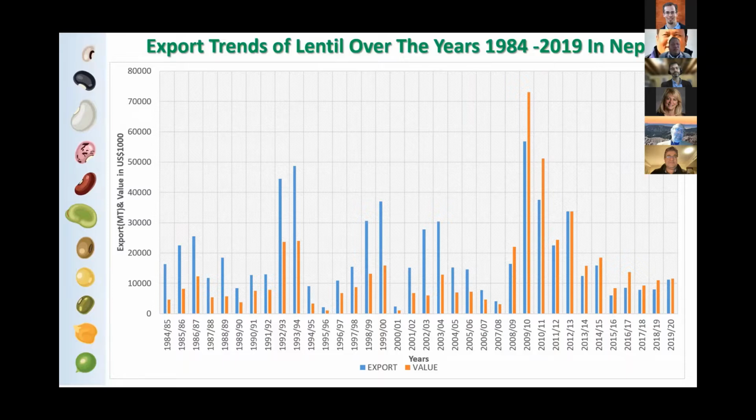This is just the export trend I would like to show in this slide. From 1984 to 2000, sometimes it went up to 73 thousand metric tons exported overseas. But now the trend is a decrease.